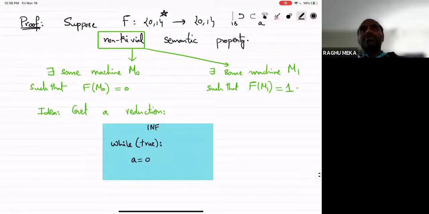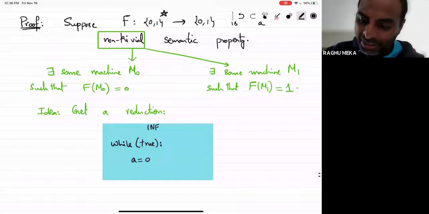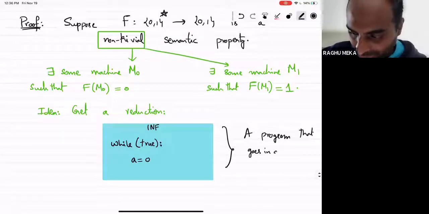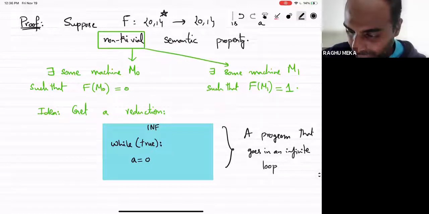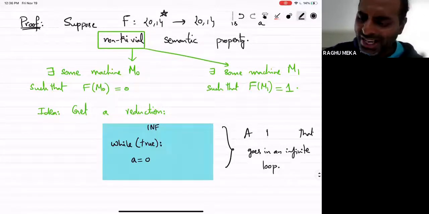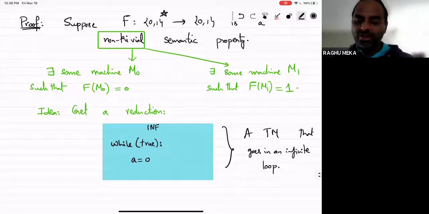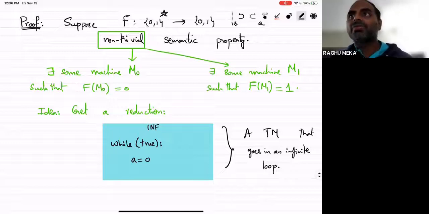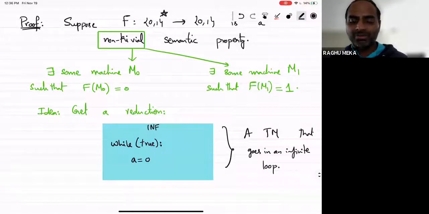Okay. I'm just writing this a equals 0 as a placeholder, right? A program that goes in an infinite loop. Okay, so a Turing machine that does not halt. Pick any Turing machine that does not halt on any input. You give it some input, it completely ignores that input and just goes into a loop. Okay, so it does not halt on any input.